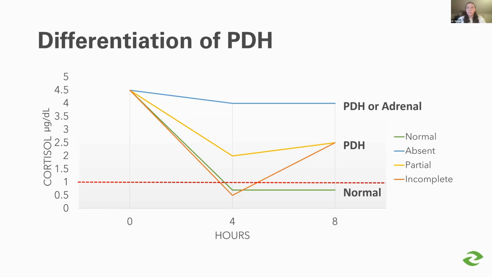Here are all 4 patterns on the same graph, so we can look and see the differences in how the test might be able to tell us not just yes Cushing's, but yes Cushing's and yes ACTH-dependent disease. Importantly, we can't confirm adrenal-dependent disease with this test. If it doesn't determine it, then you're going to have to do something else to figure that out.